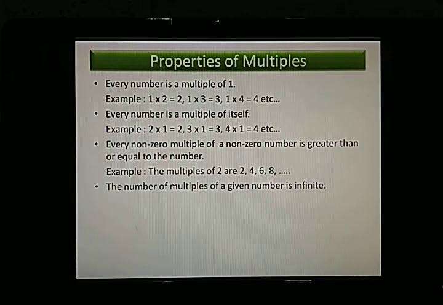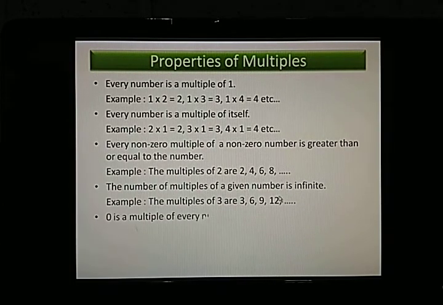Next, the number of multiples of a given number is infinite. As I told you, the multiples will always be infinite. It cannot be finite. For example, the multiples of 3 are 3, 6, 9, 12 and it goes on. You cannot say there is any end. It is infinite.